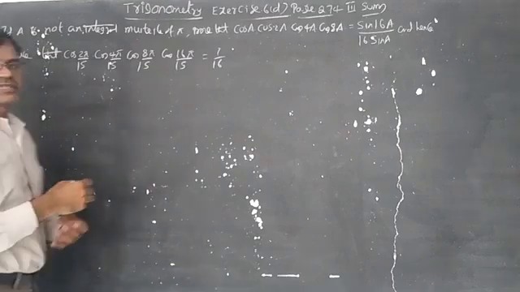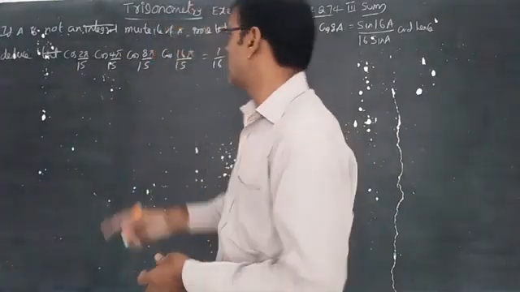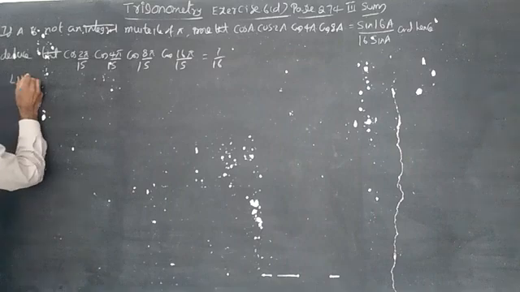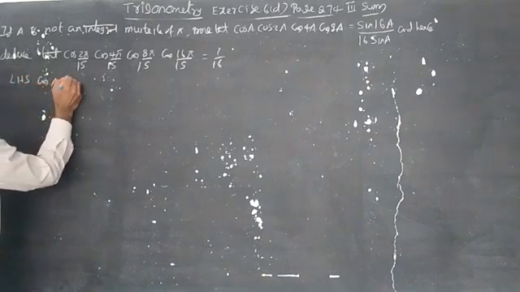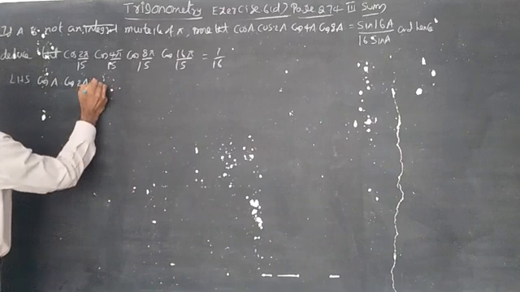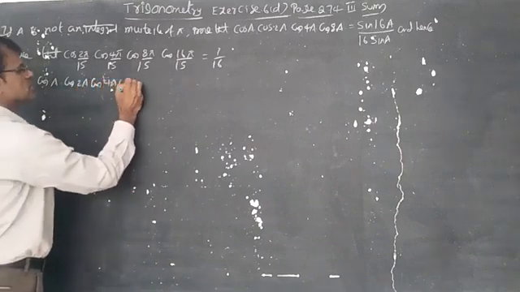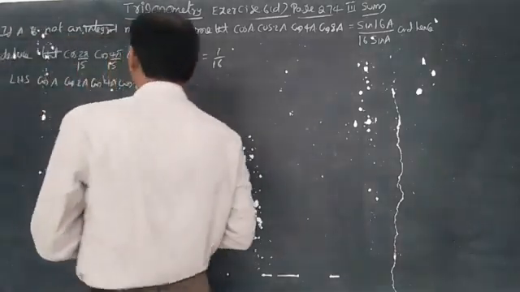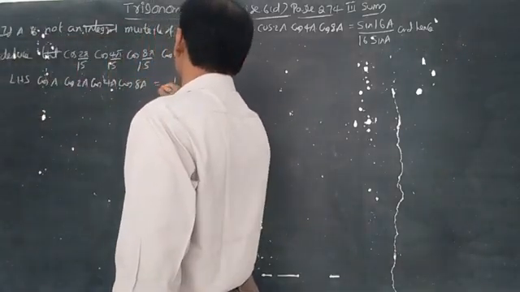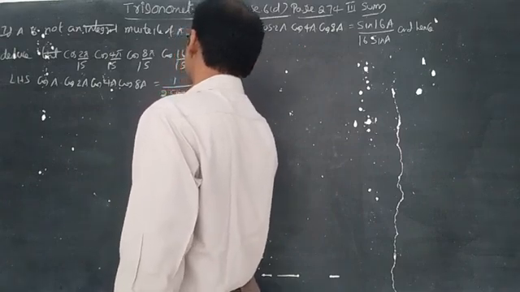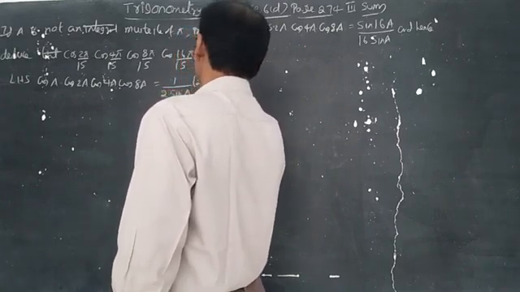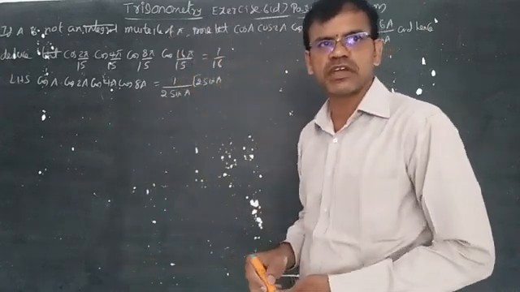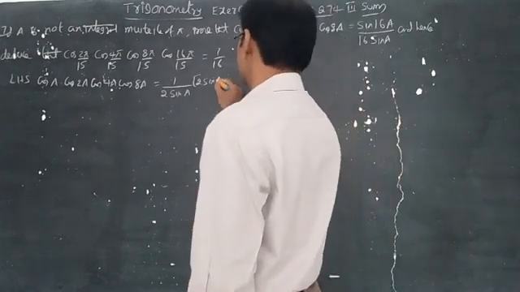Let us first consider taking the LHS of this one. Later we can prove the rest. Taking LHS, cos A into cos 2A into cos 4A into cos 8A. This is LHS. Next step, we multiply and divide by 2 sin A. Why? Because of the formula 2 sin A cos A is sin 2A. Depending upon the formula, we can do this.